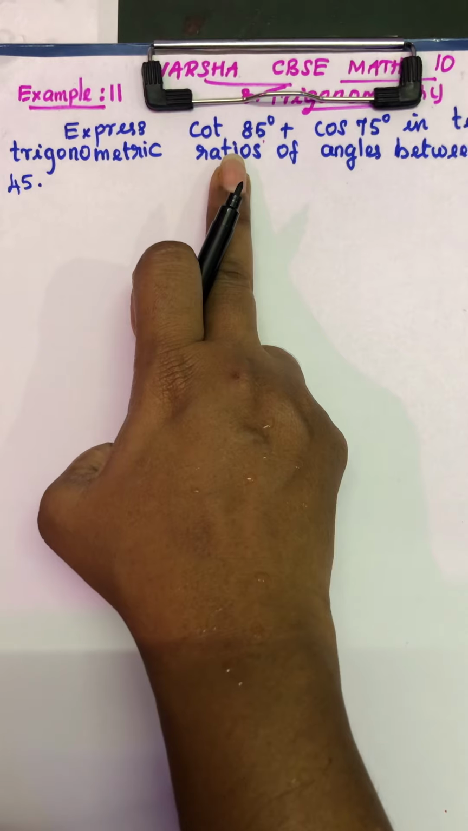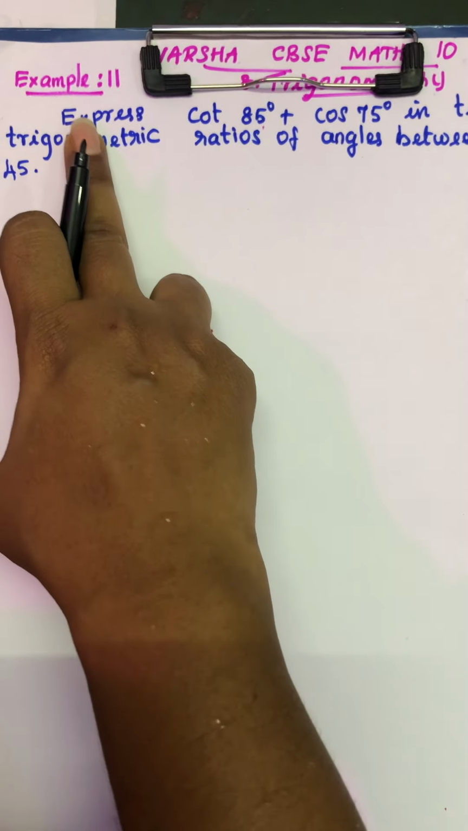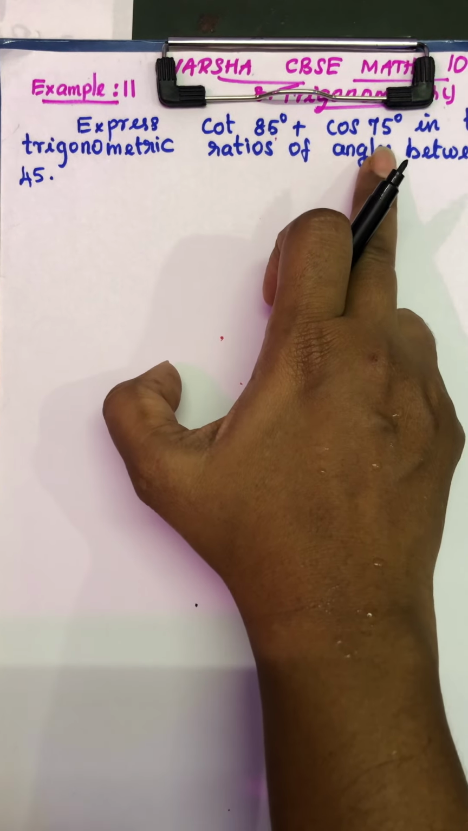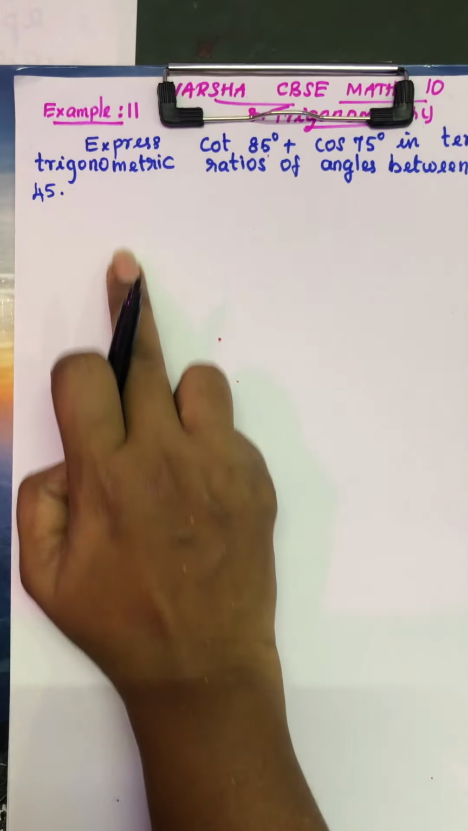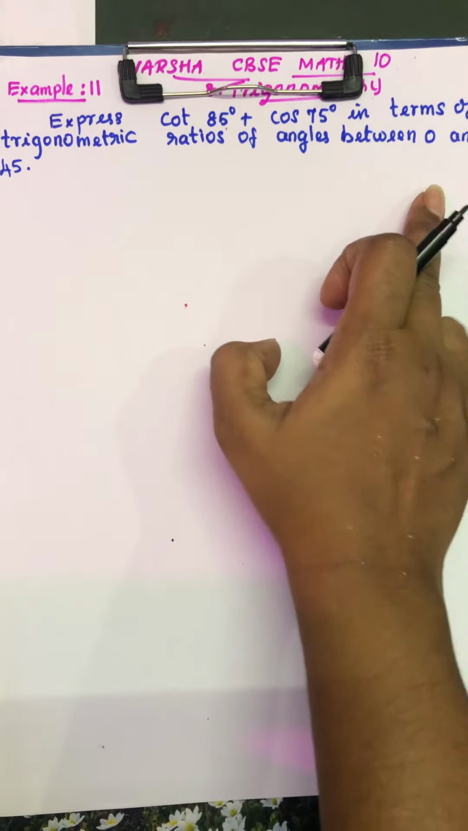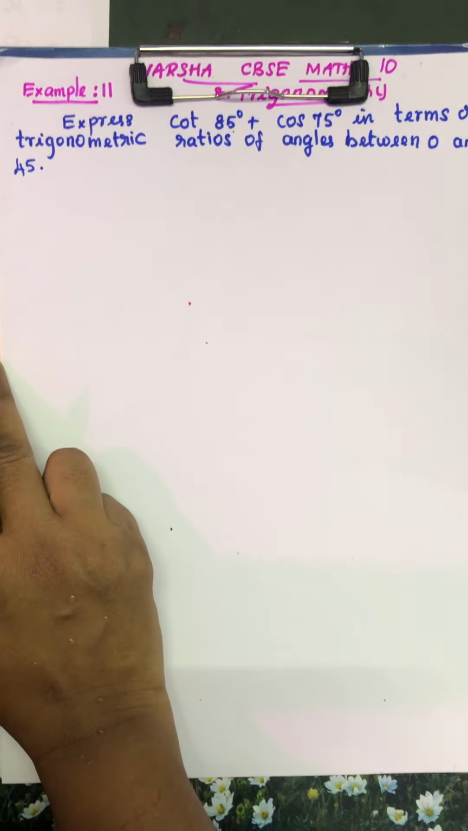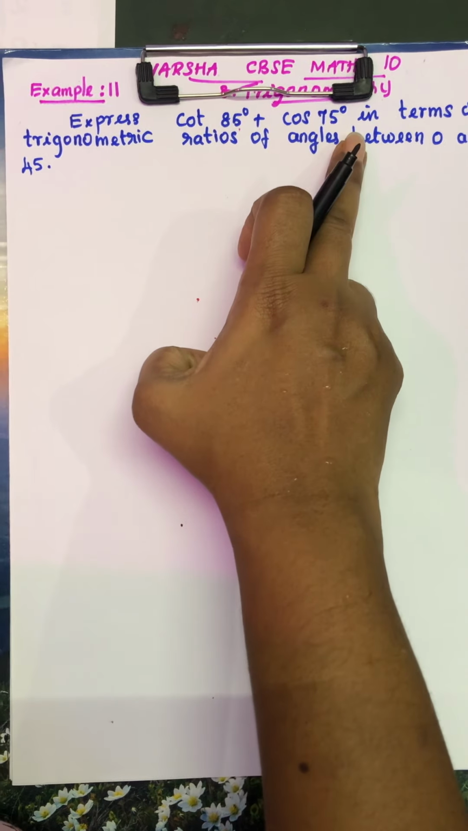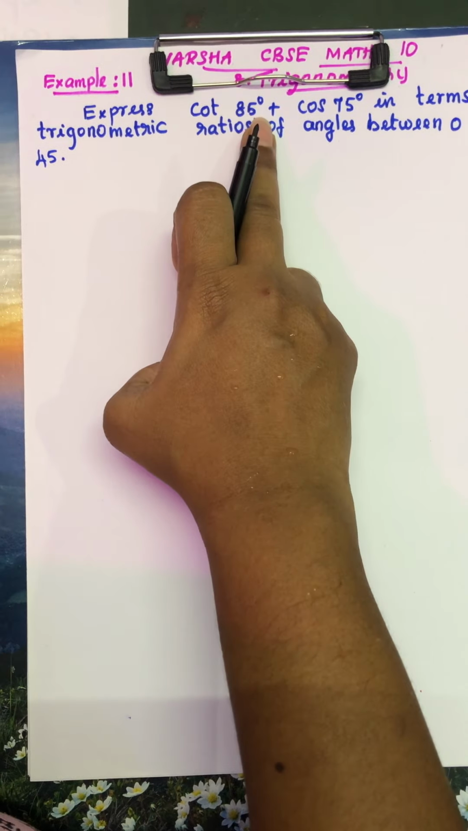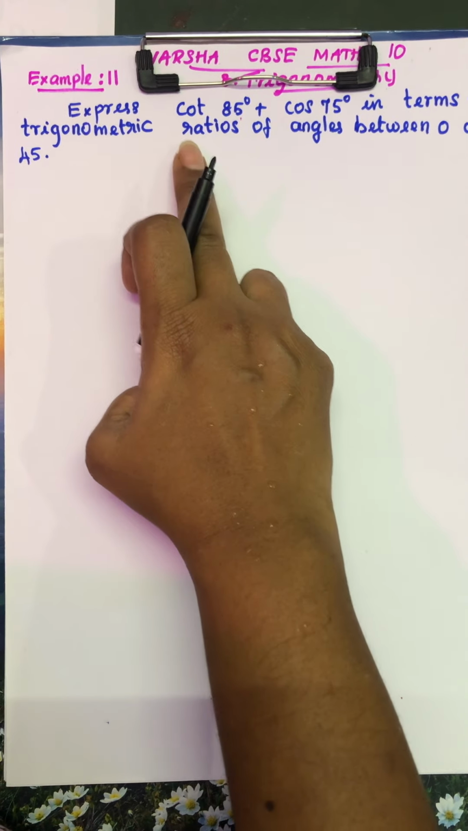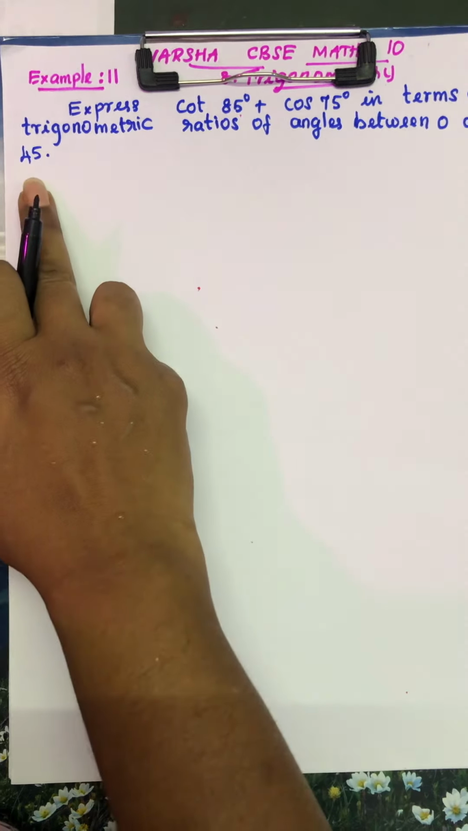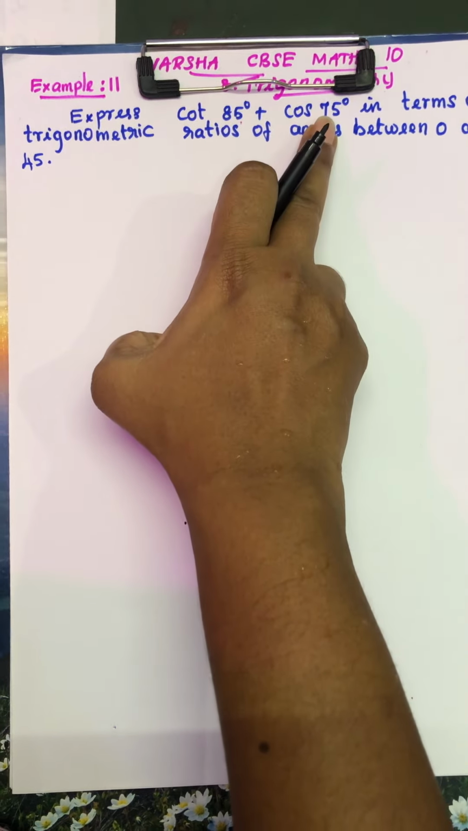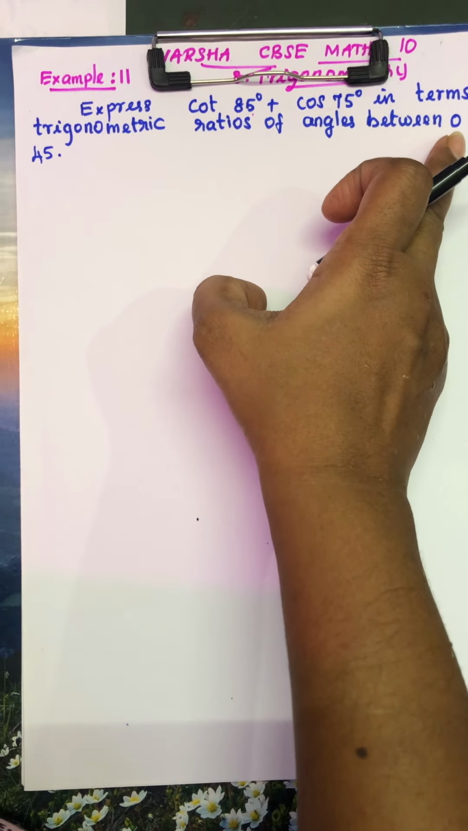So this is your 8th lesson, Trigonometry. Example 11th one: express cot 85 degree plus cos 75 degree in terms of trigonometric ratios of angle between 0 and 45. Okay, so this is your question. See, cot 85 plus cos 75. So here the angle is 85 degree and 75 degree. So you have to change between 0 and 45. So that is what your question. So you have to change the 85 degree and 75 degree between 0 and 45.